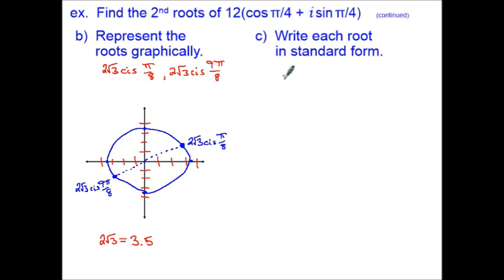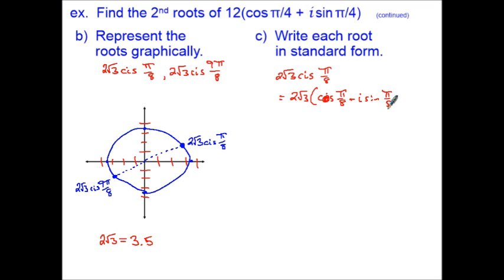Going back to my pretty red, I've got 2 root 3 cis pi over 8. Just for the sake of argument, I'll write it out. 2 root 3, remember you have to break it into pieces. So instead of cis, I'm sorry, there's cosine. That's an O, not an I. Got cosine pi over 8 plus I sine pi over 8.